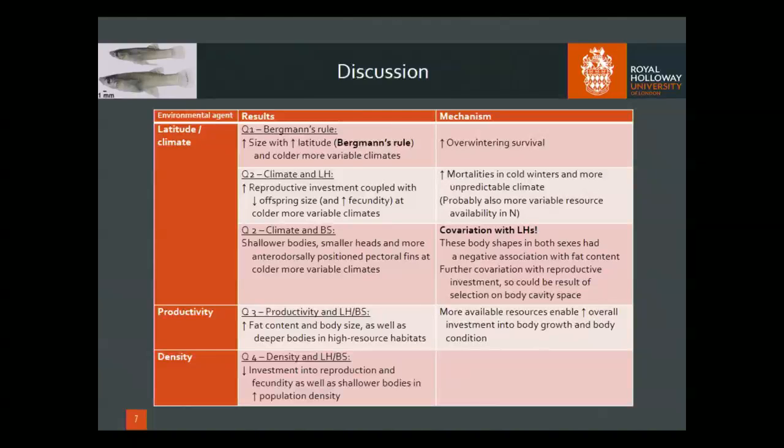And then lastly, with respect to density, mainly investment into reproduction and fecundity actually decreased in higher population densities, which seem to again have been linked to competition, in this case of course due to density, but actually affecting how much resources are available for the individual fish, since there was some covariation between productivity and density as well.